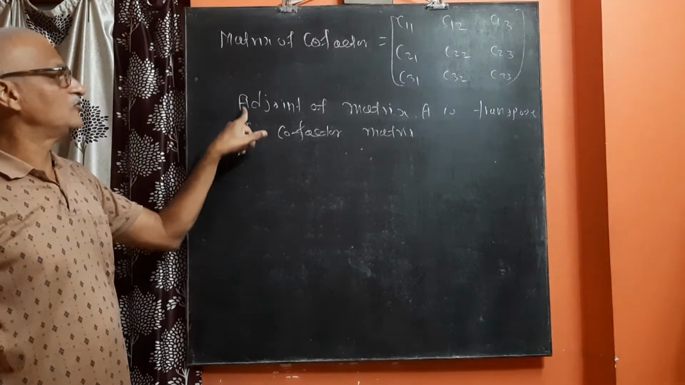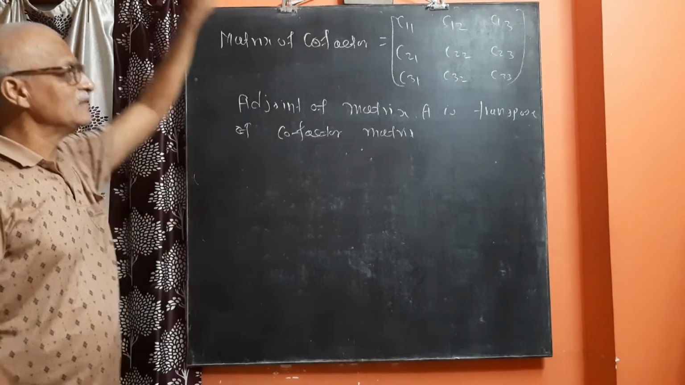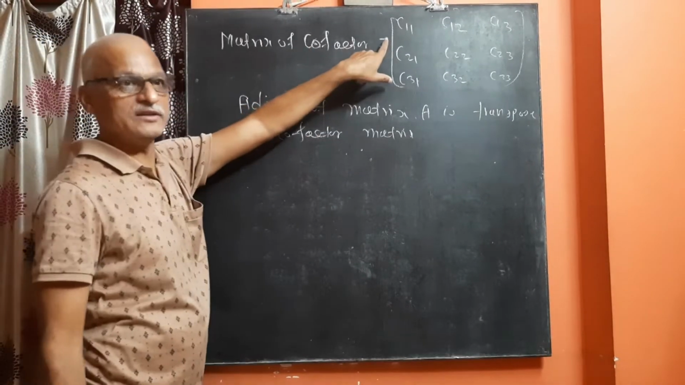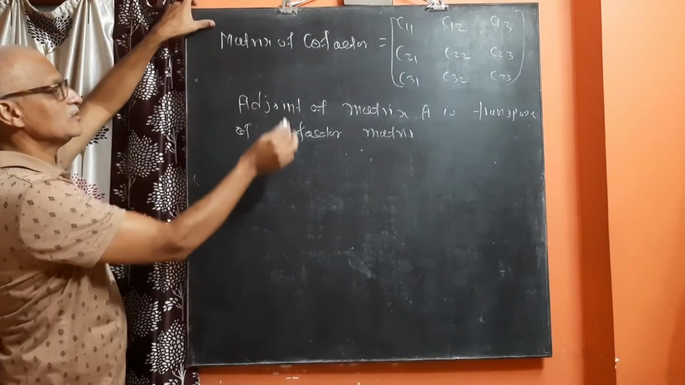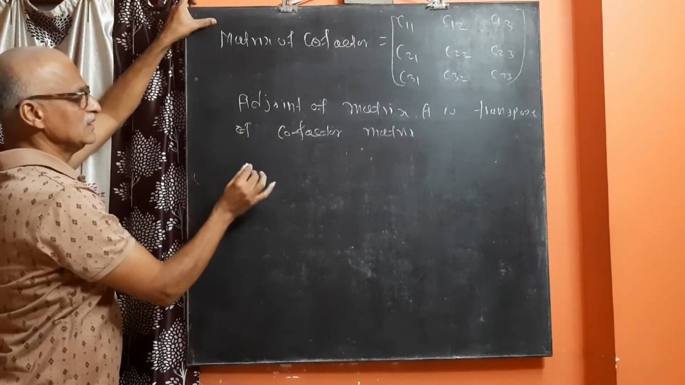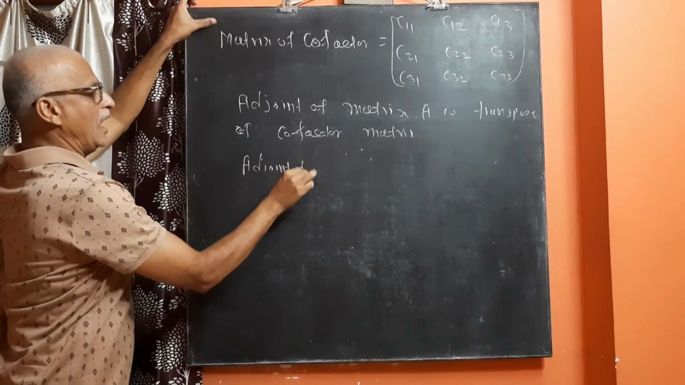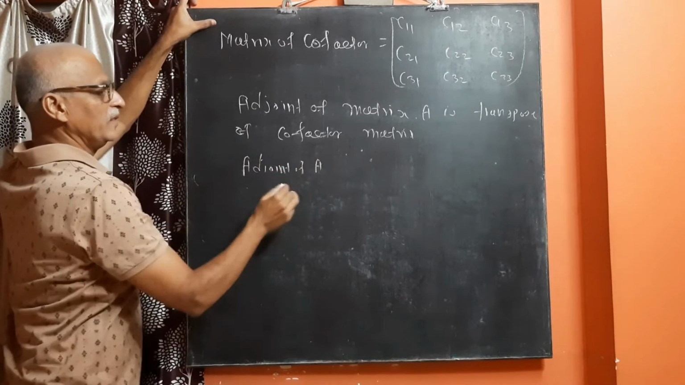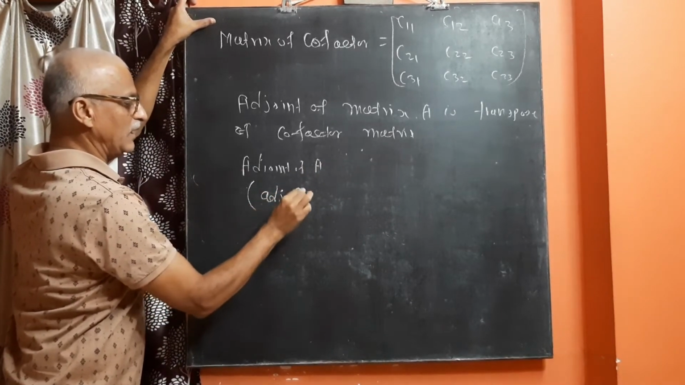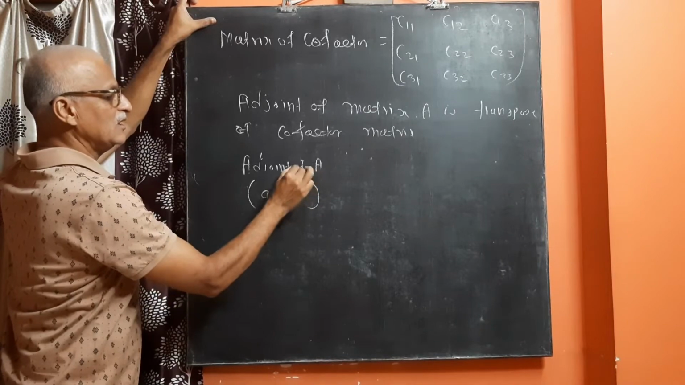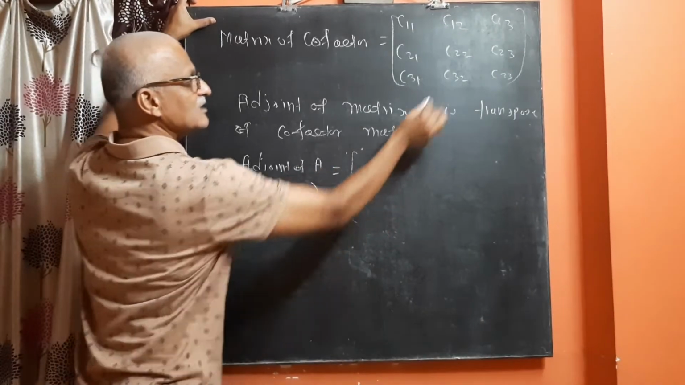Transpose of cofactor. Adjoint of matrix A is the transpose of the cofactor matrix. That means you have to find the transpose of this matrix. Therefore, adjoint of A, also denoted by ADJ of A, is equal to the transpose of this matrix.